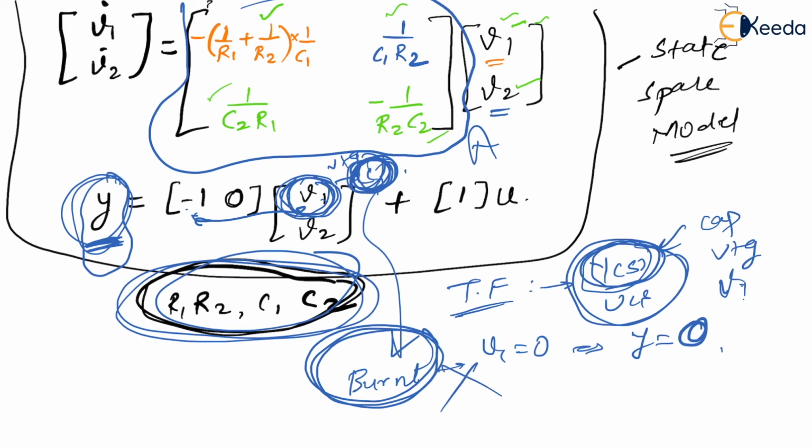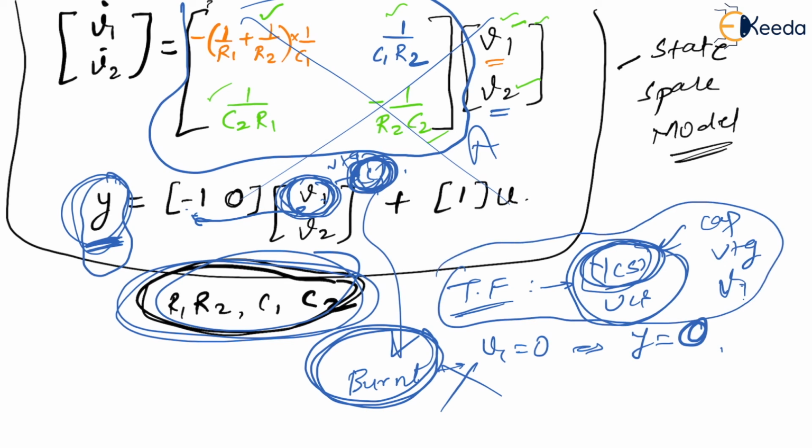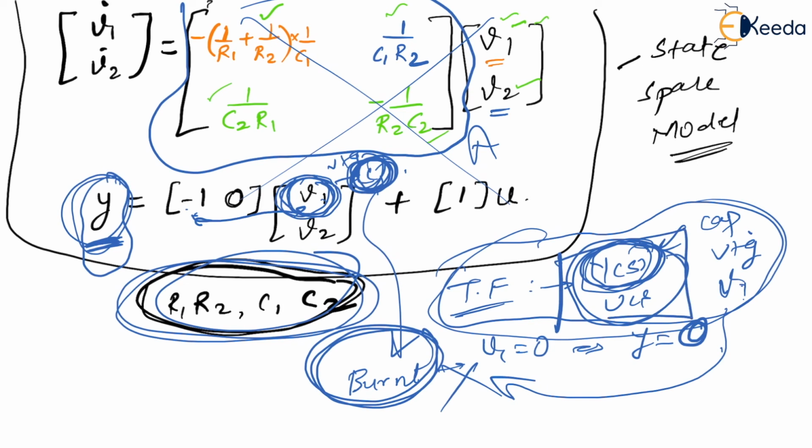Now just imagine you don't have this state space model. You only have this transfer function. Then you will never be able to troubleshoot the problem. You will never understand that this output was dependent on capacitor voltage, because in the transfer function you only know Y of s upon U of s. You will never understand that this output voltage of the circuit across R1 is also dependent on capacitor voltage, which we have understood from the state space model. Otherwise we would not have been able to understand it.